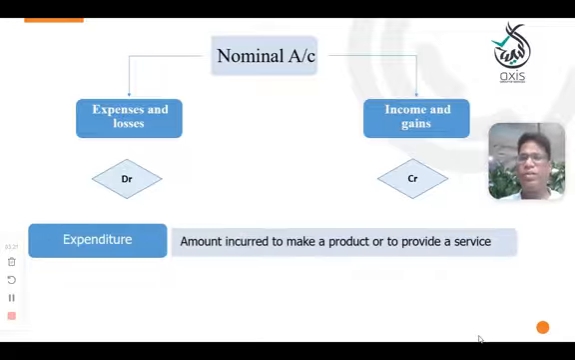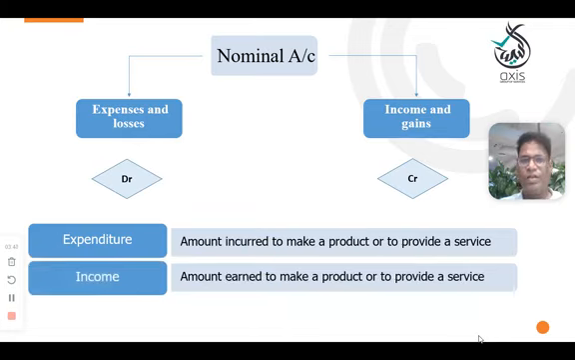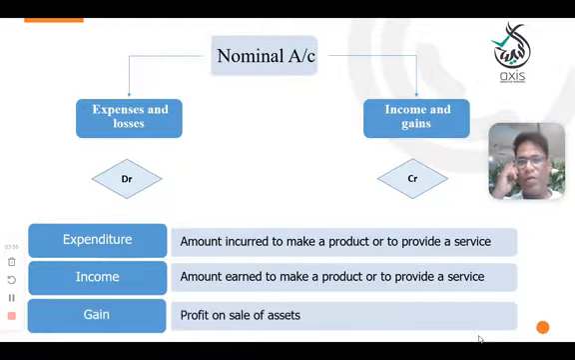Here expenditure, as we discussed in the beginning, and I'm revising again, means the amount incurred to make a product or to provide a service. Income means the amount earned from making a product or providing a service. Amount incurred is the expenditure; amount earned is the income. Gain: the profit on sale of an asset is called a gain. Hope you understood the words expenses, income and gain.